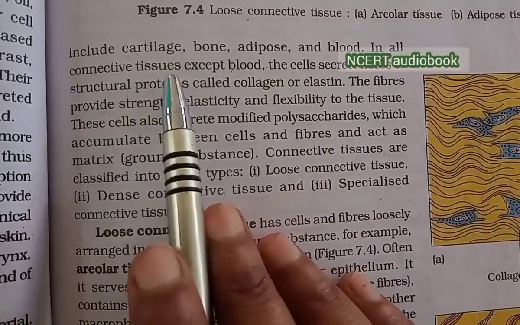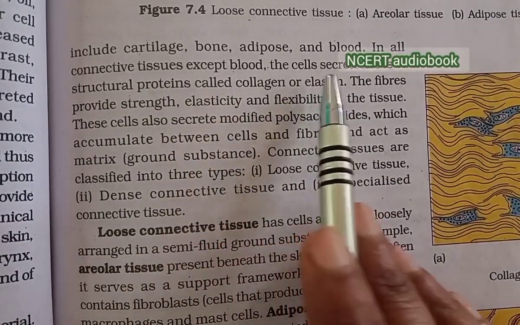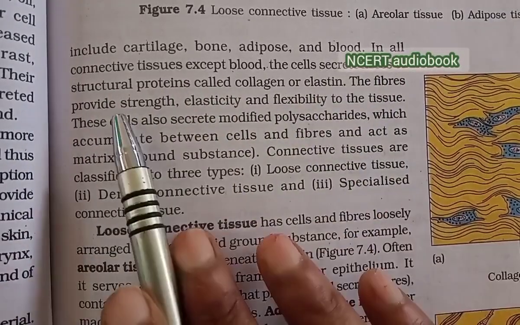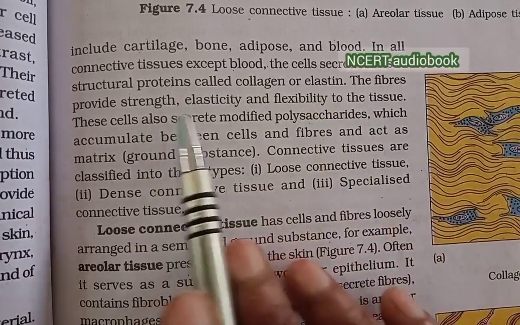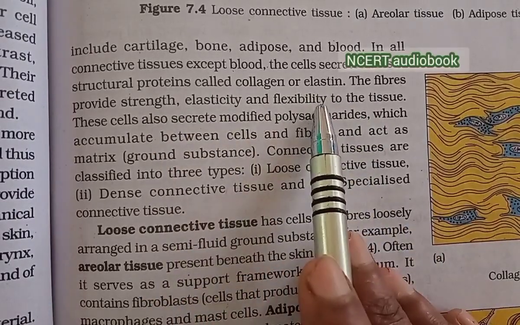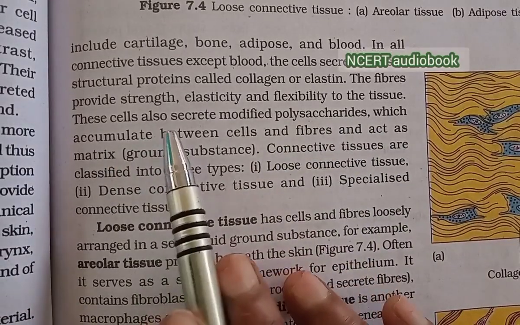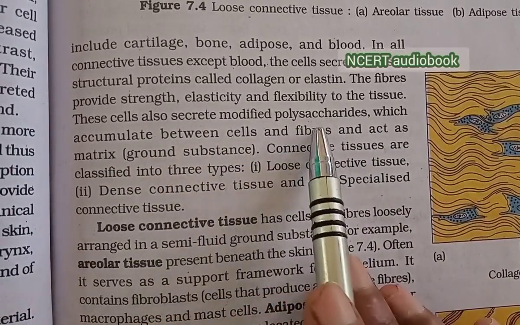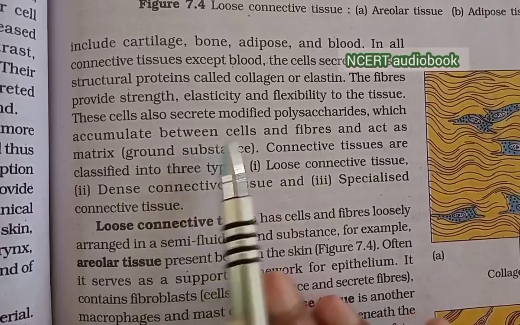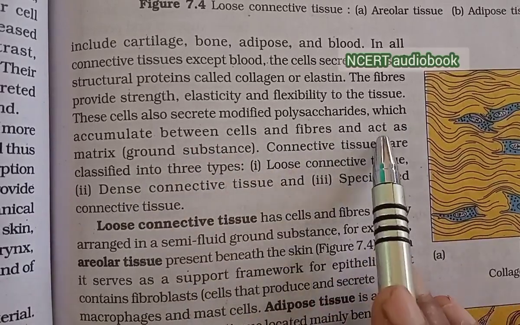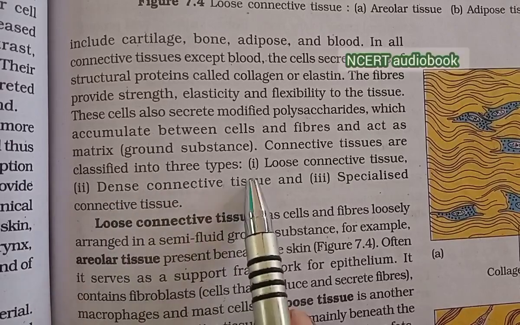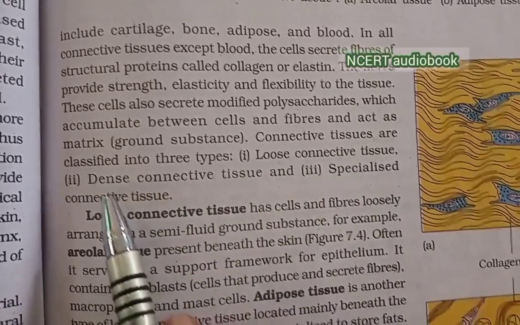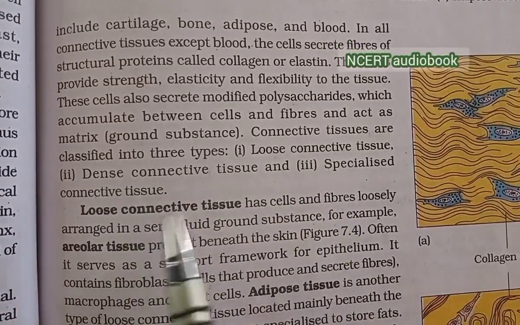In all the connective tissues except blood, the cells secrete fibers of structural proteins called collagen or elastin. These fibers provide strength, elasticity and flexibility to the tissue. These cells also secrete modified polysaccharides which accumulate between the cells and fibers and act as a matrix. Connective tissues are classified into three types: loose connective tissue, dense connective tissue, and specialized connective tissue.